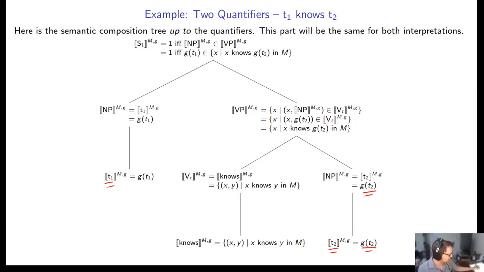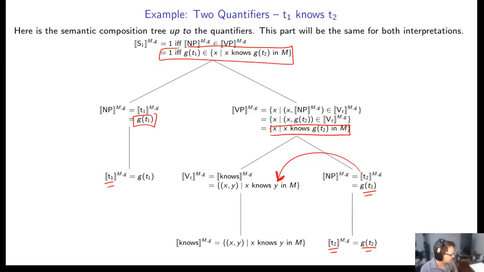So it's going to be the set of x, y, such that x knows y. So our VP, we're going to put in the object first, which is T2. So we're substituting in that y position. So we're going to get the set of x such that x knows G of T2. In M, we have a subject G of T1. So our sentence will be true if G of T1 is in the set of x such that x knows G of T2. And this makes sense because we're just saying T1 knows T2. So this should be true if this thing is in the set of people who know T2.